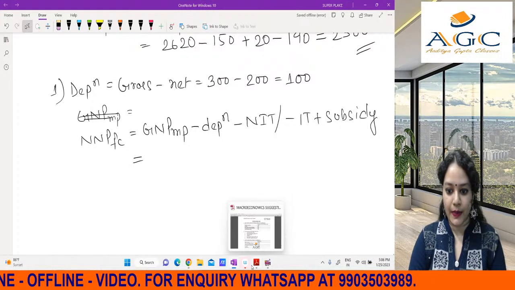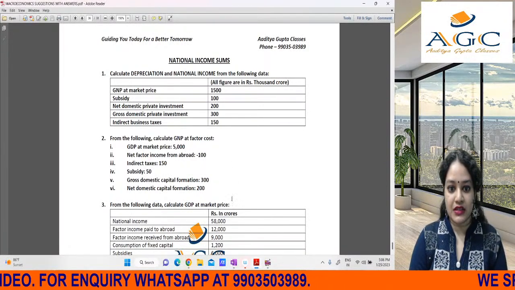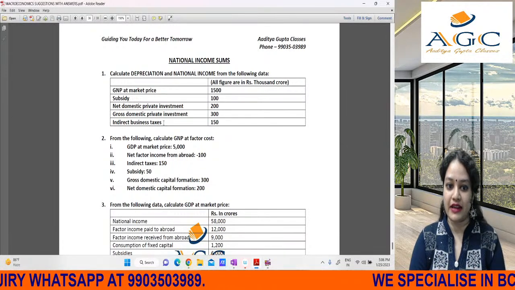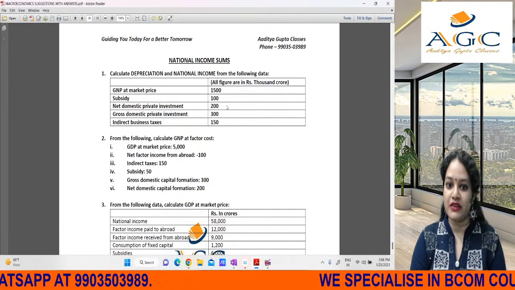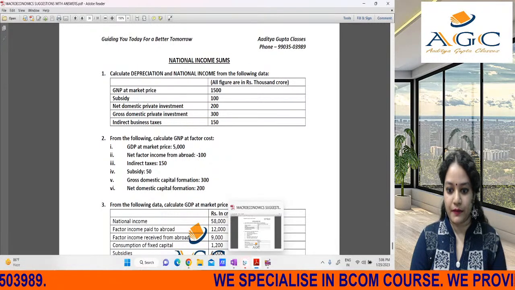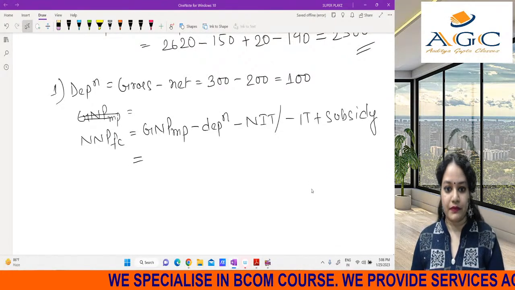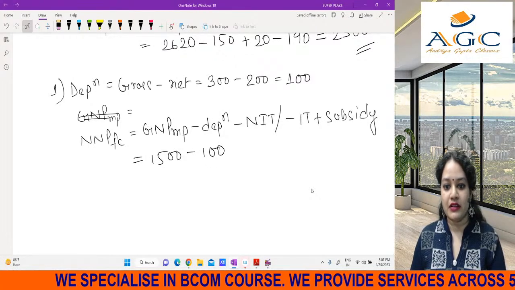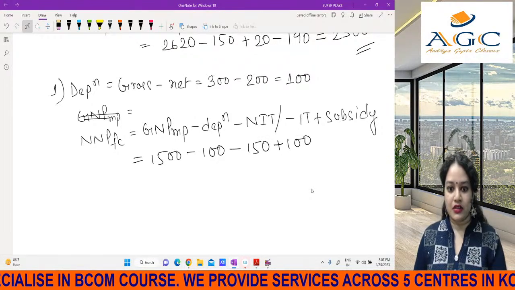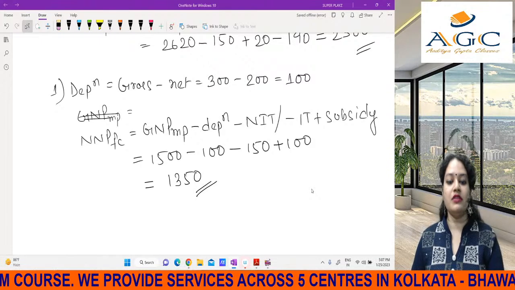Let's have a look at the values. GNP MP is 1500. Now see, we have already found out our depreciation value, so we have to take that. So 1500 minus your depreciation value, which was 100, that gives you 1400, minus 150 plus 100. Okay, 1,350. What was the value of GNPMP? 1,500. Okay. 1500 minus 100, IT 150, subsidy 100. Total value, 1,350. So the total value would be 1350.